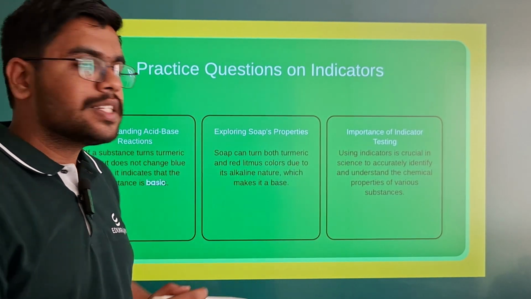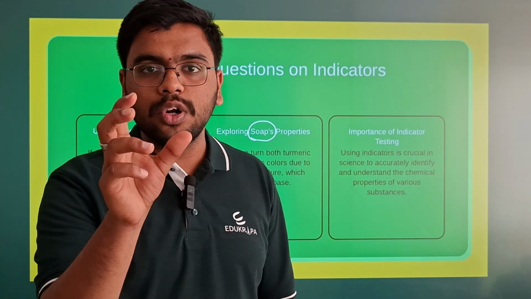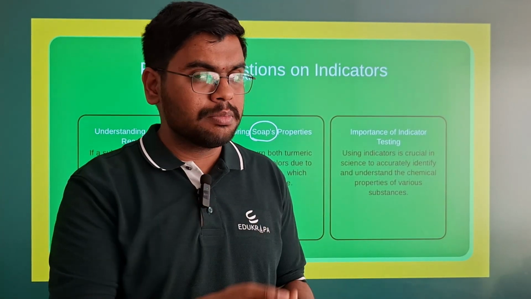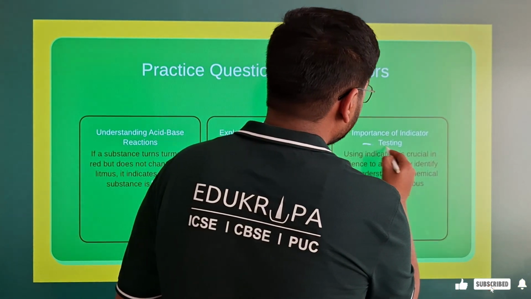Next, you can test the soap's property. I already told you about the soap solution, but try soap in the solid form. What will happen when you apply litmus paper to it or when you apply turmeric to it? Please check it out. Next, importance of indicators.